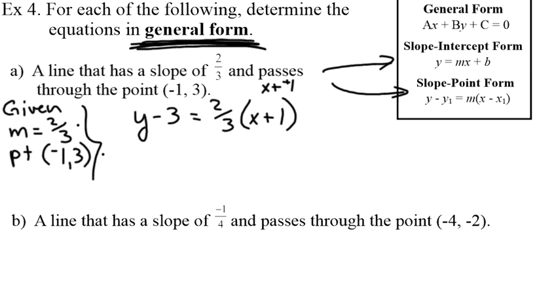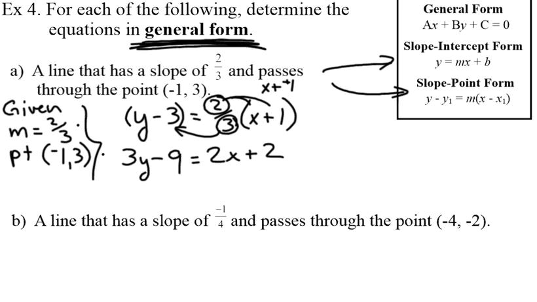Now I create general. What does that mean? Get rid of fractions. So distribute the 3 here, distribute the 2 there. 3y minus 9, because the 3 is distributing to both of those, equals 2x plus 2. What else do I need in order to come up with general form? A positive x term. There it is. So everything needs to move to that side.